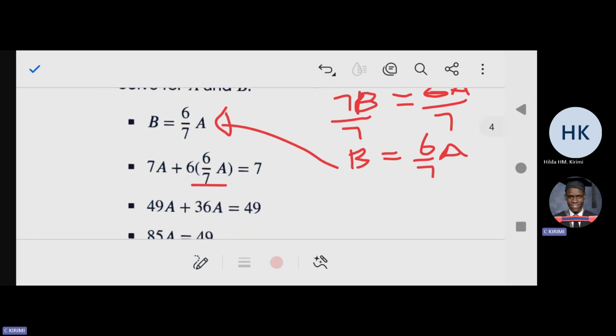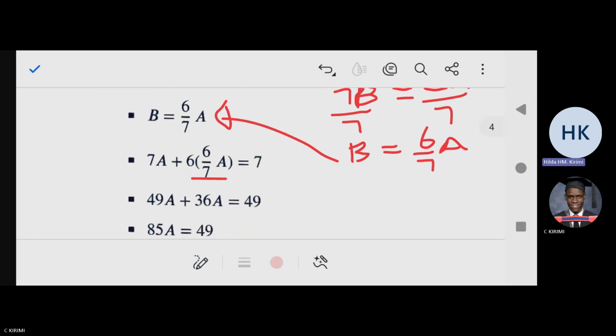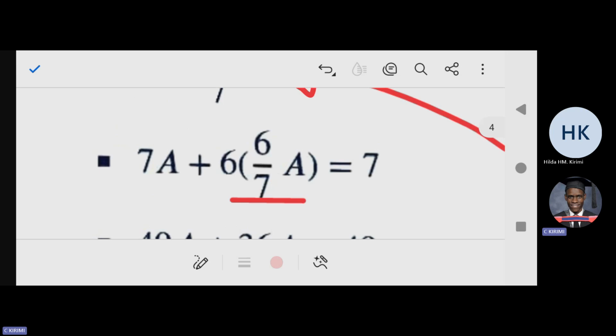Then you solve for a. 7a plus, here what did they do? They just multiplied every term by 7 to get rid of the fraction. So this term times 7.